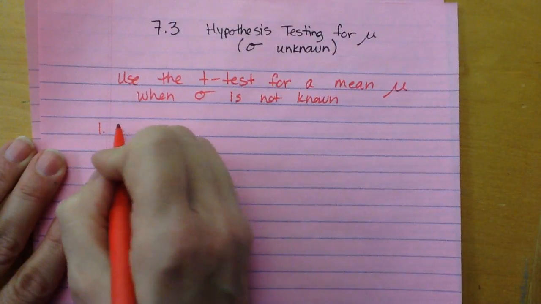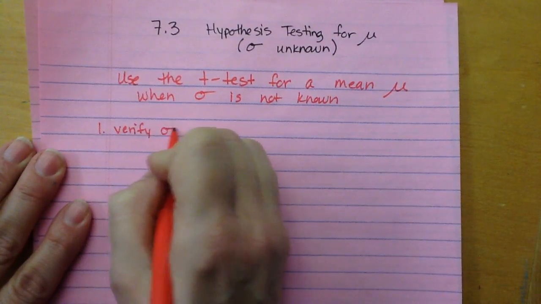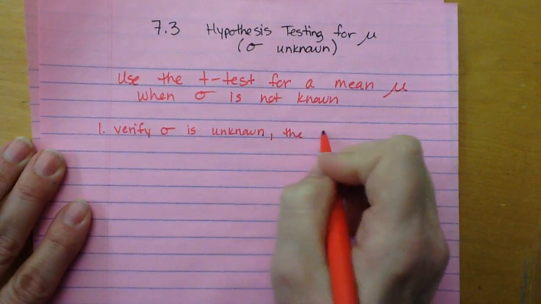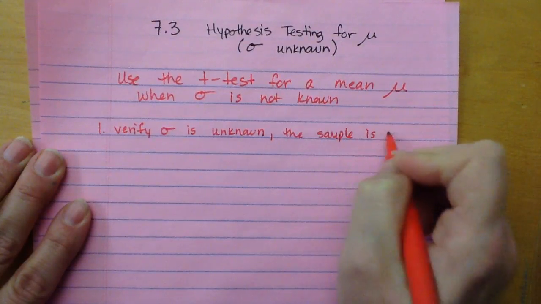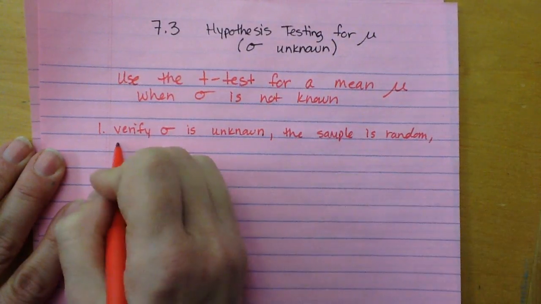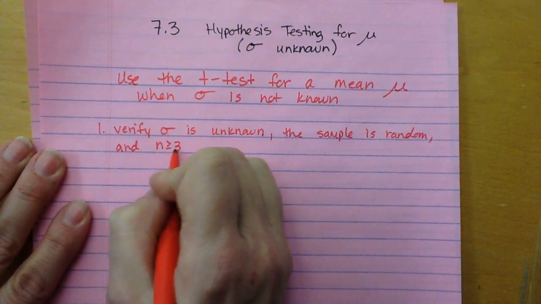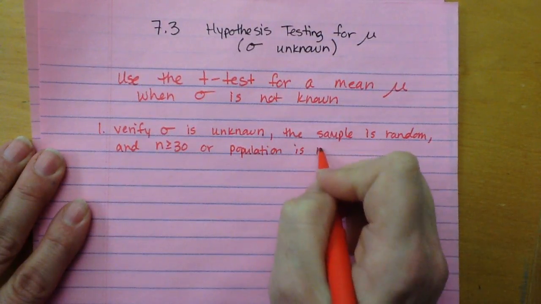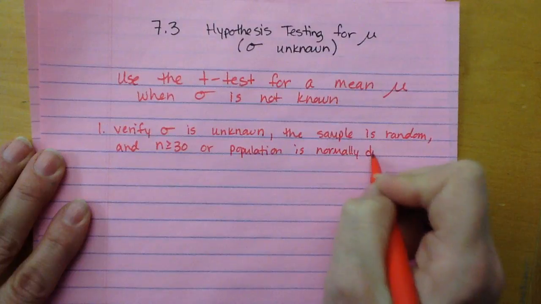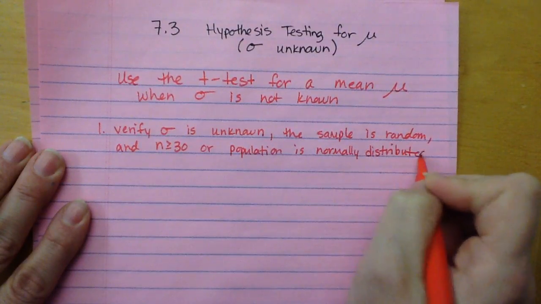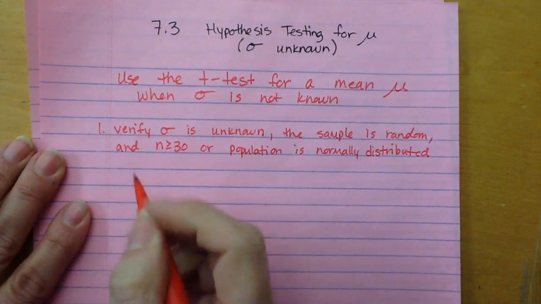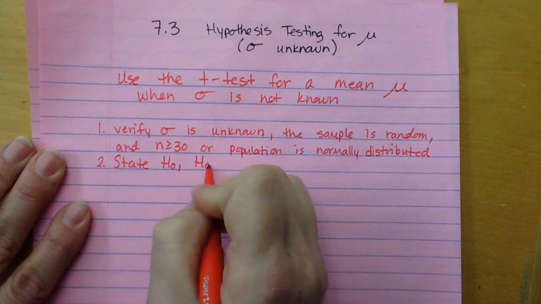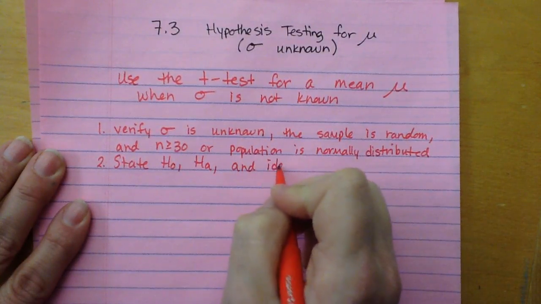So step 1, we verify that sigma is unknown, just to double check. The sample is random, and n is greater than or equal to 30, or the population is normally distributed. Then we state H sub 0, H sub A, and identify which one is the claim.